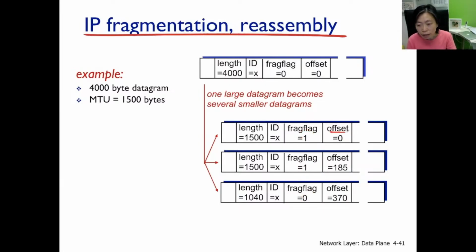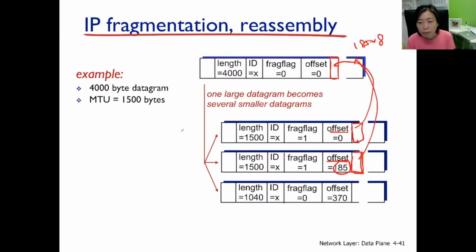In fact, what the offset is saying is the position of the first byte in the original data packet. So the first byte here is the original byte 0. The first byte here is the original byte something. It's not exactly 185. It's actually 185 multiplied by 8. So the offset is counting 8 bytes at a time. That is a way to make the offset field a little bit narrower, because a 1-byte packet just doesn't make sense. All right, so there, you get it. This is IP fragmentation and reassembly.